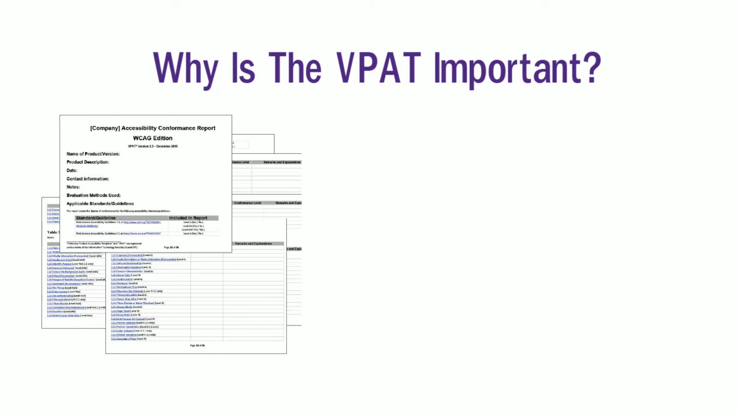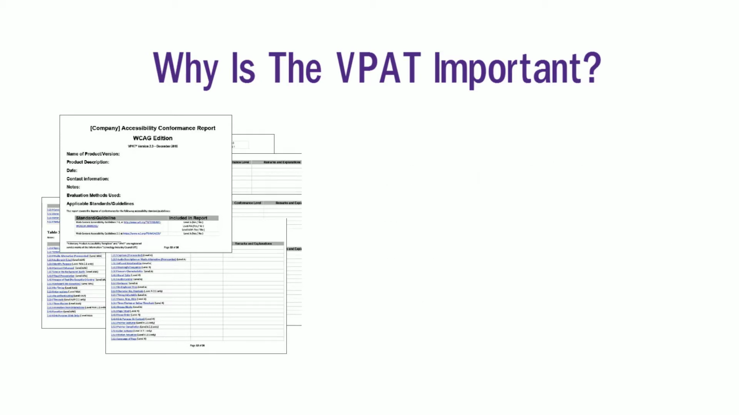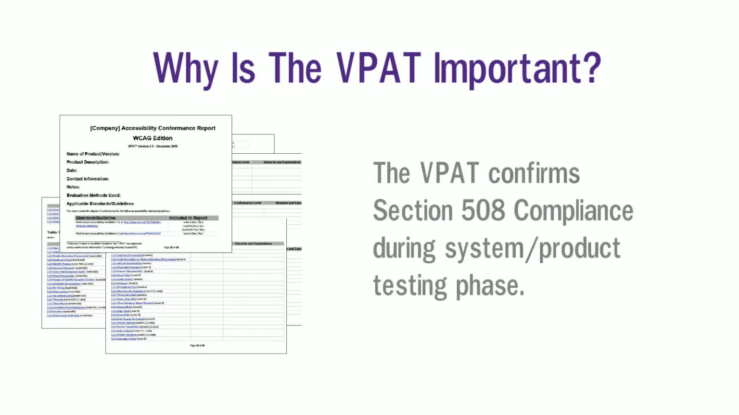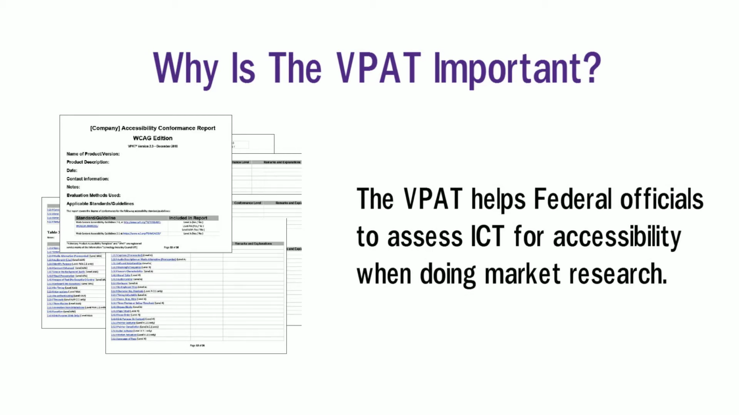The VPAT provides crucial information about potential risks during the procurement phase. The VPAT is also used to confirm Section 508 compliance during the system or product testing phase. VPATs also help federal agency contracting officials and government buyers to assess ICT for accessibility when doing market research.